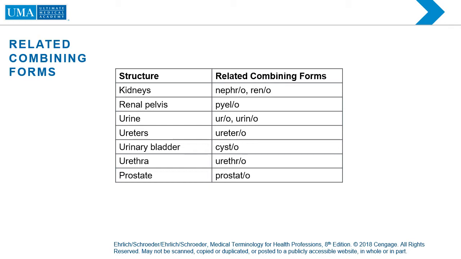Note, nephro or renal is referring to the kidneys. Pylo means renal pelvis. For urine, we have uro or urino. For ureters, we have uretero. Cysto identifies the urinary bladder. Urethro will identify the structure urethra. And then prostato is identifying the prostate.